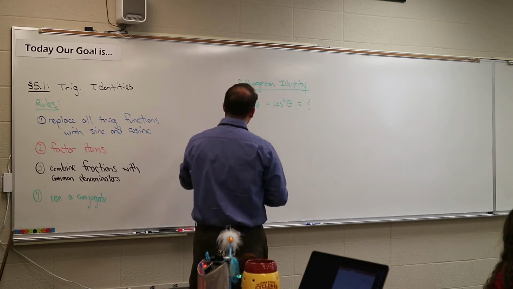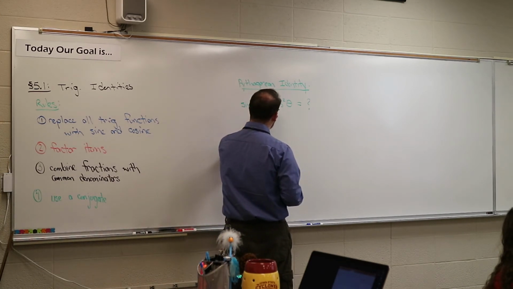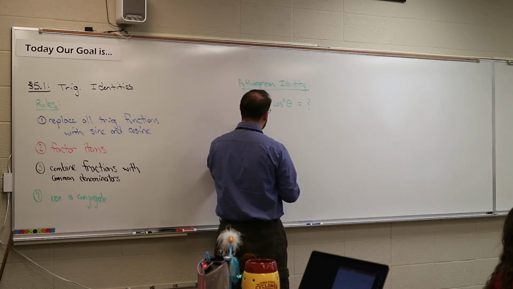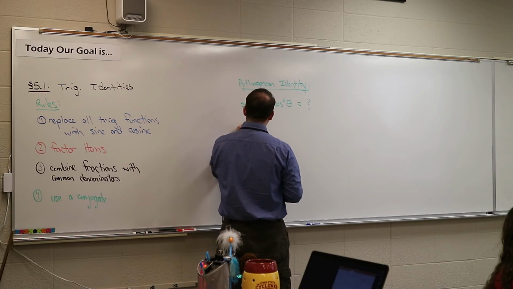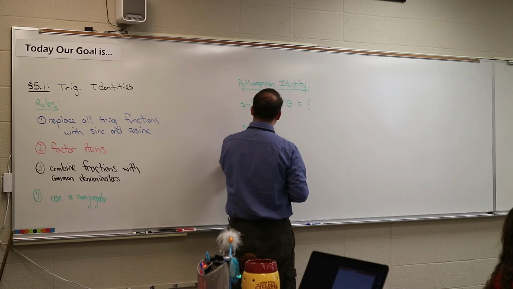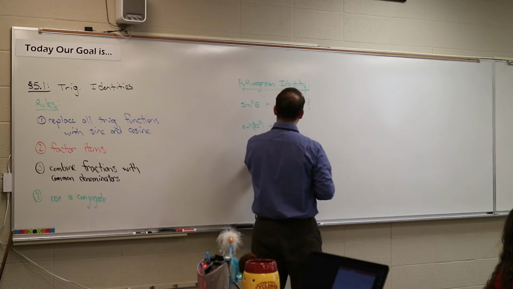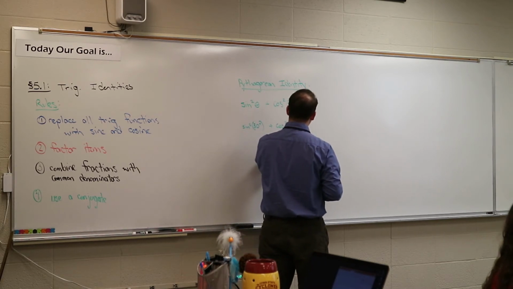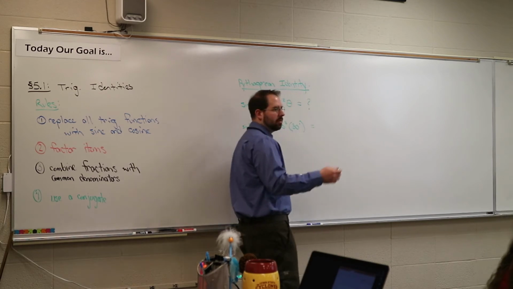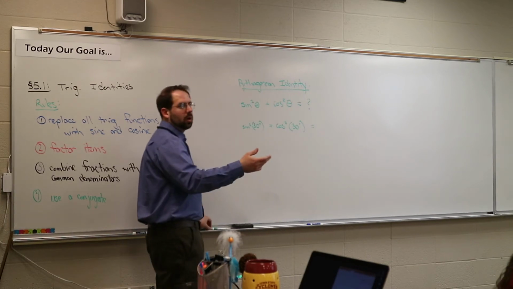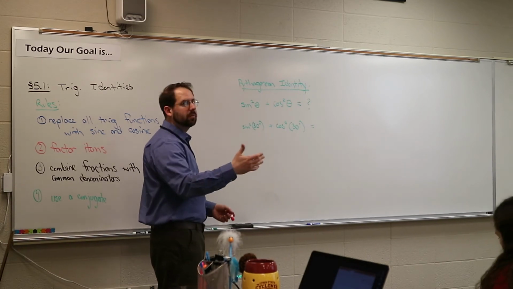So what this is, sine squared of theta plus cosine squared. This can be for any angle. Let's just do it for 30 degrees. So sine squared of 30 degrees plus cosine squared of 30 degrees. And again, it can be any angle you want, but it will always equal one simple number. I want to show you why this works, and then we're going to use it from now on.